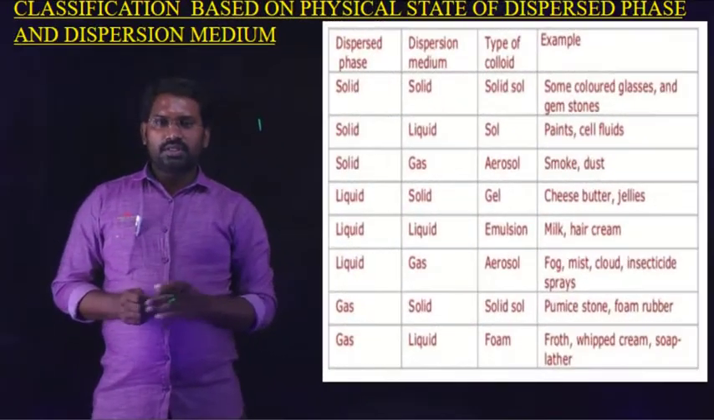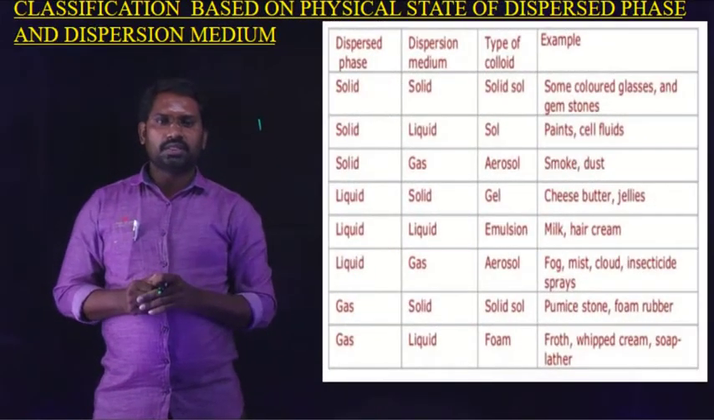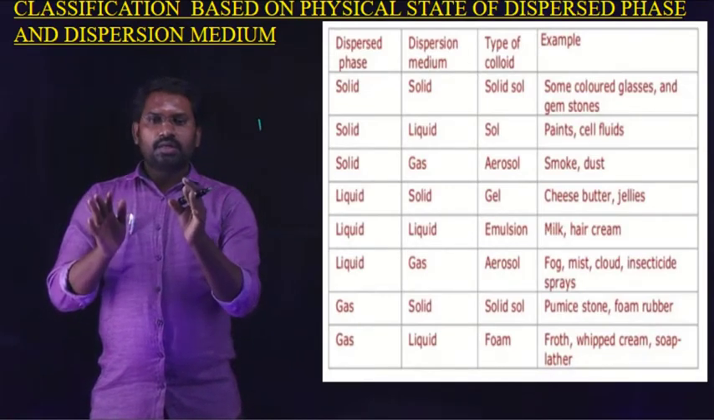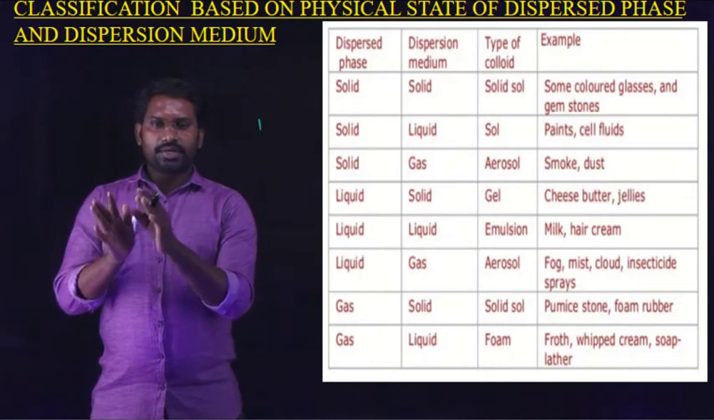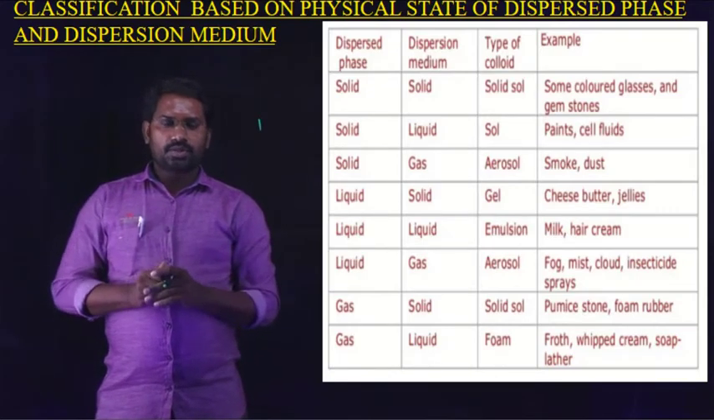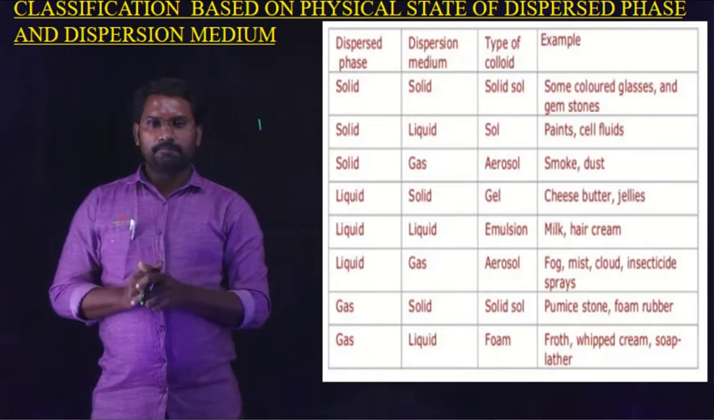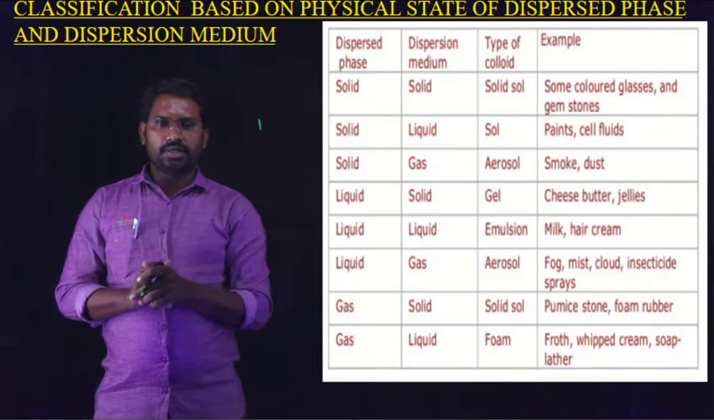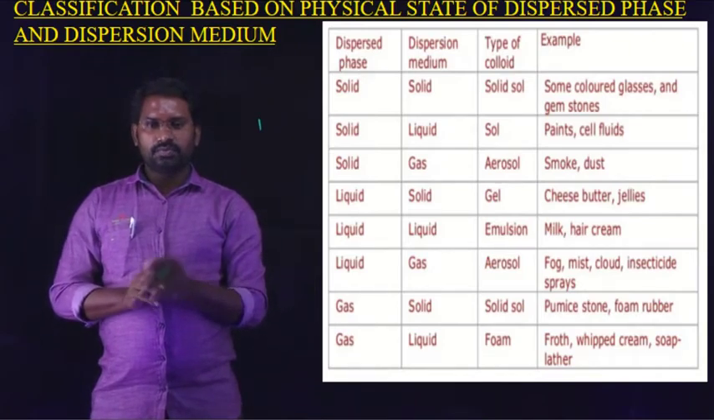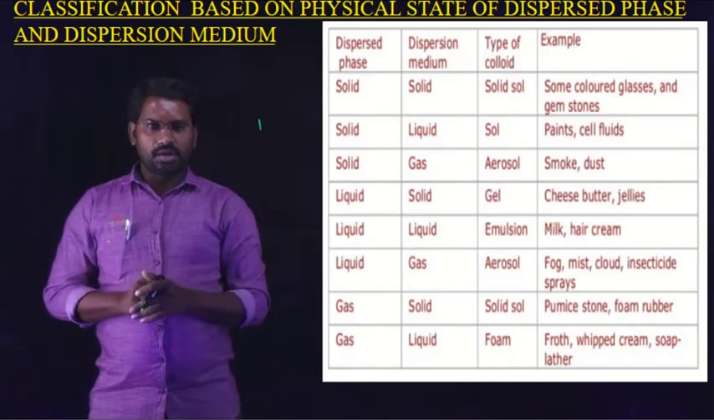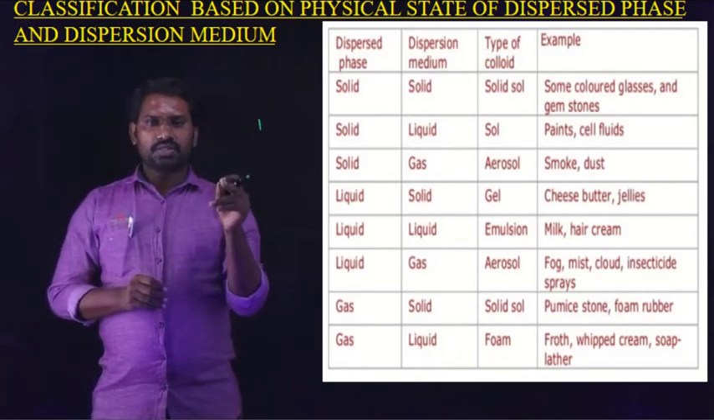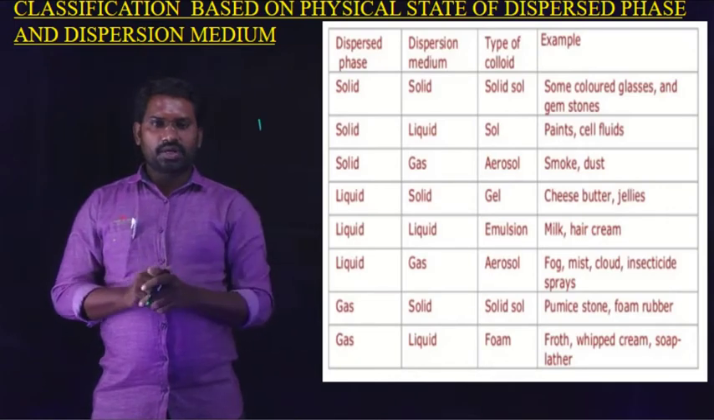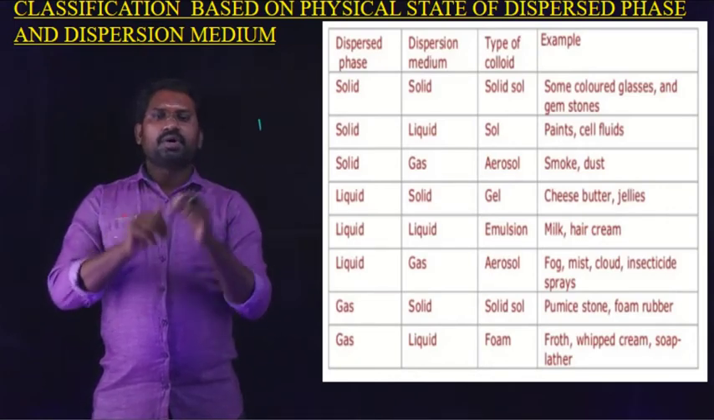The first classification is based on the physical state of the dispersed phase and dispersion medium. We know that every colloidal solution consists of mainly two parts. First one is the dispersed phase and second one is the dispersion medium. So, based on the physical state of the dispersed phase and dispersion medium, colloids are classified into these types. Look at this table. If the dispersed phase is solid and the dispersion medium is solid, that is known as a solid type of colloidal solution.